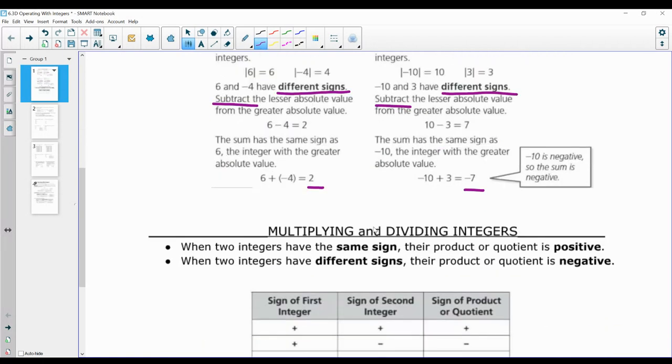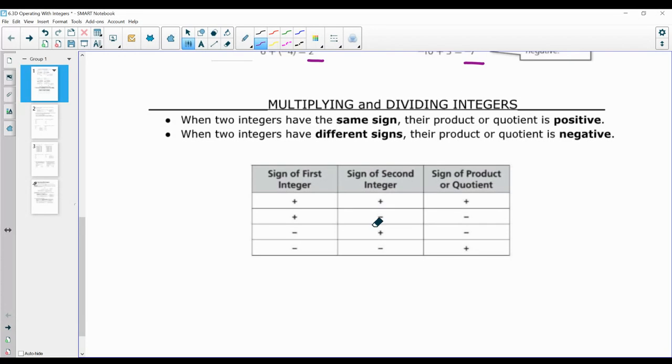Multiplying and dividing integers. This table right here is going to help you out. These are the answers. If you multiply or divide a positive and a positive, the answer is positive. If you multiply or divide a positive and a negative, the answer is going to be negative. If you multiply a negative and a positive, the answer is negative, or even divide. If you divide or multiply a negative and a negative, the answer will be positive.